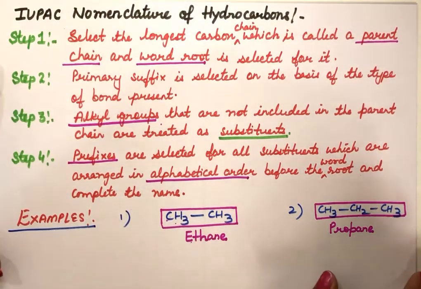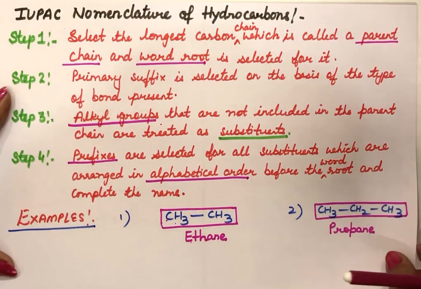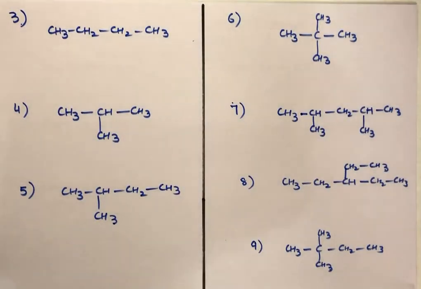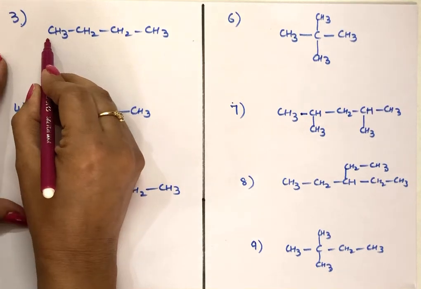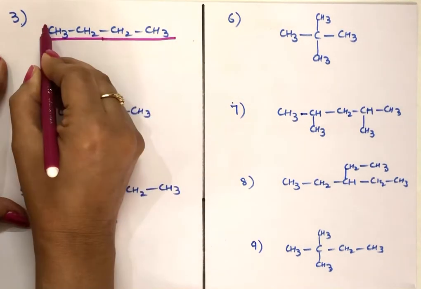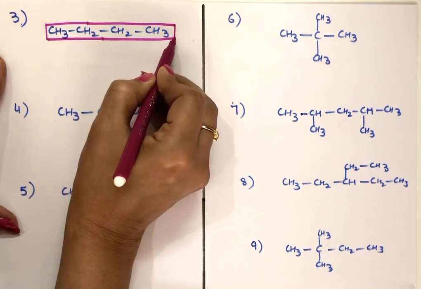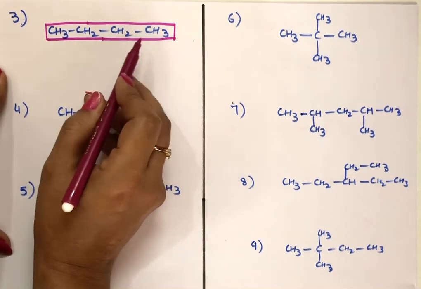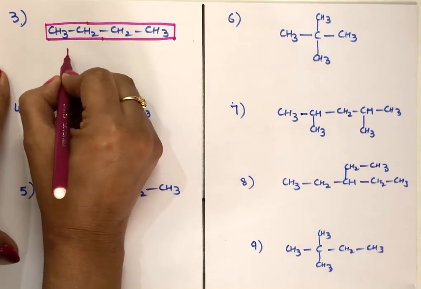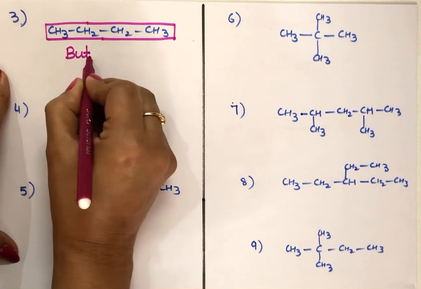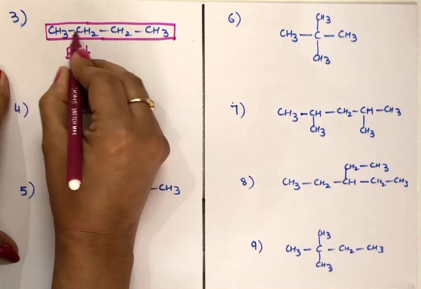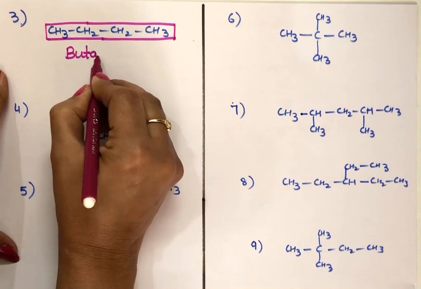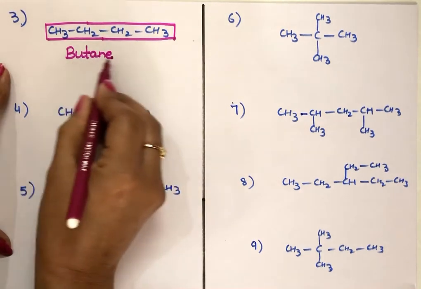These are the rules for writing IUPAC nomenclature. Now we are doing some more examples so that these rules are clear. Come to this example. First rule, find the longest continuous carbon chain. All 4 carbon atoms are in continuation, so this is a parent chain. There is no substituent here. After finding the parent chain, you have to select the word root. For 4 carbon atoms, the word root is but. Then we add a suffix, since the carbon atoms are linked by single bonds, this suffix is ane. So the name of this compound is butane.